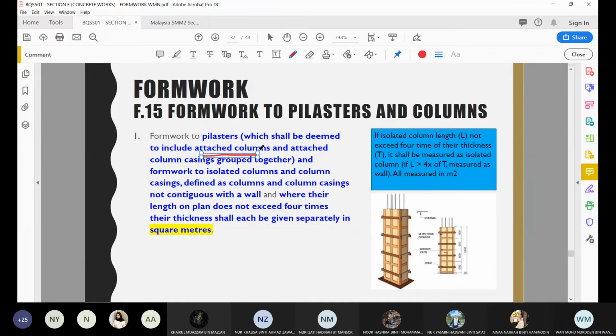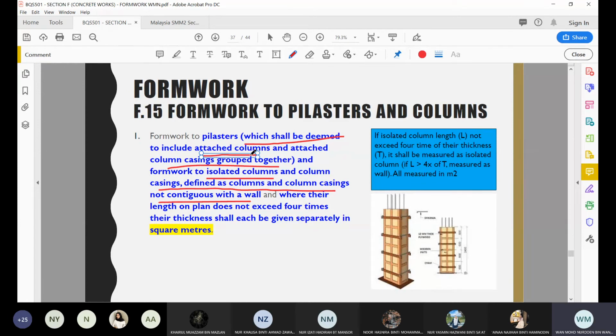and attached column casing grouped together, and formwork to isolated column and column casing defined as column and column casing not contiguous with wall, maksudnya tak. Di column tu tidak bersama dengan wall lah. Okay, maksudnya column tu is made from concrete, wall is made from brick wall lah, different material. So dia isolated lah kita panggil.